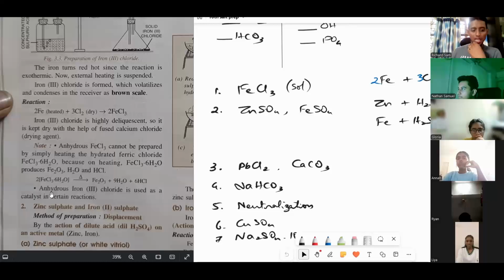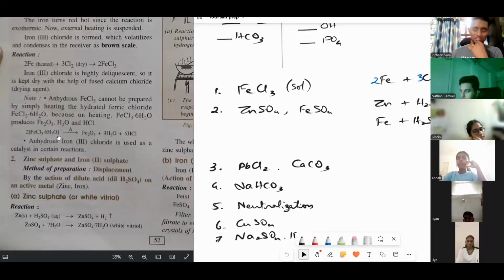Anhydrous iron chloride, okay, there are uses. It is used as a catalyst in certain reactions. Intentionally, we don't use it anywhere as a catalyst.